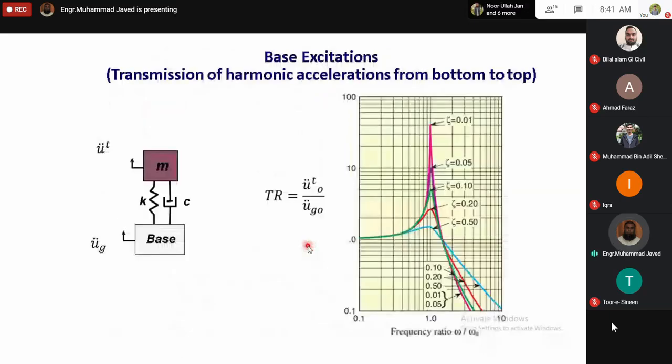Okay, similarly, sometime a base of a system may be excited due to acceleration.